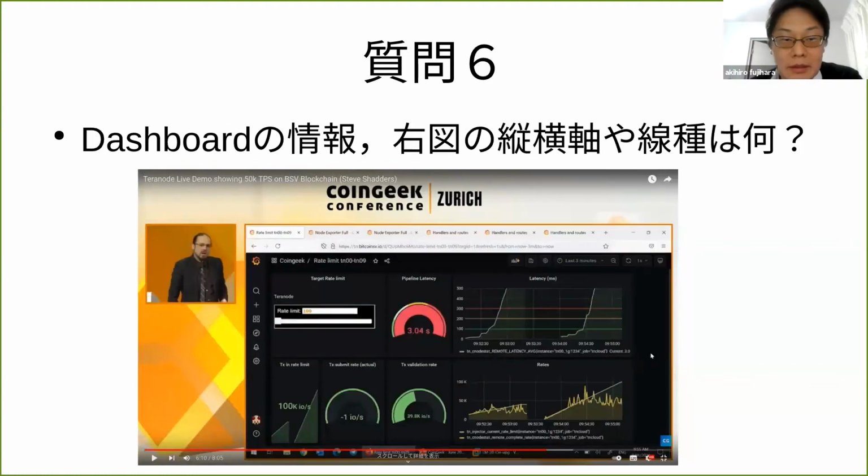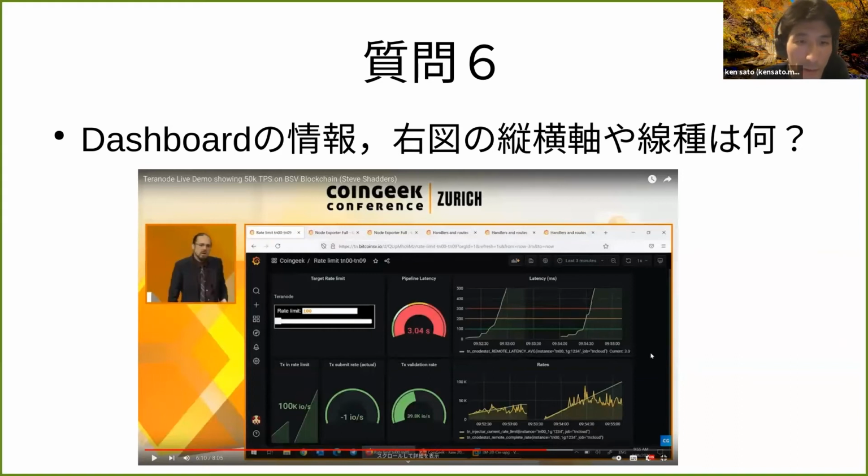He wants to know a little bit how to read this graph, especially the right side graph. There are some colors on there and something representing it.